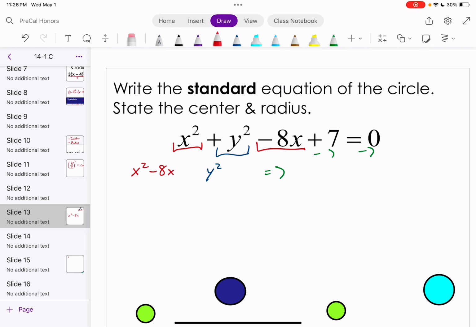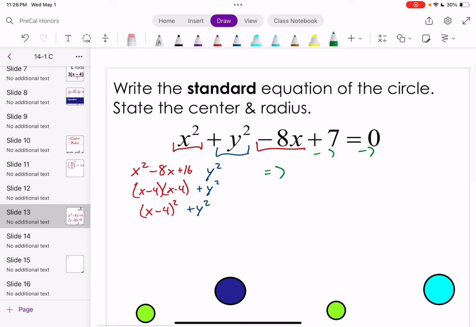We're first going to begin with completing the square. Negative 8 divided by 2 is a negative 4. Negative 4 squared is 16. We're going to break this apart into x minus 4 and x minus 4, which is the same as x minus 4 squared. Y squared would remain the same. So plus y squared.